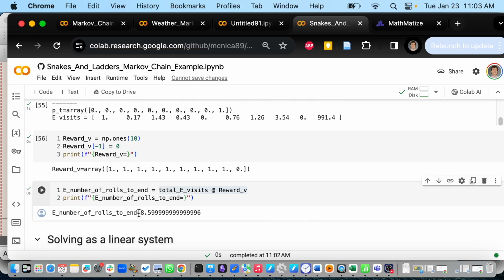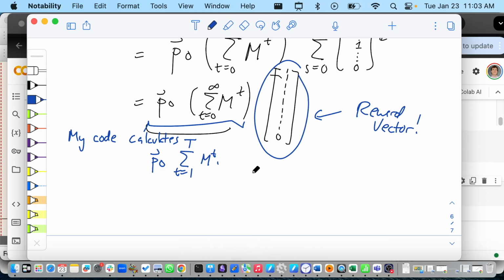And now it's 8.5999999. We have a whole bunch of 9s. So good evidence. We're kind of getting close to 8.6. We'll see if that's the answer in a second. But so far we have the answer. Okay. And we did it like this.